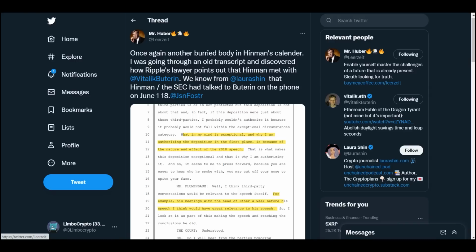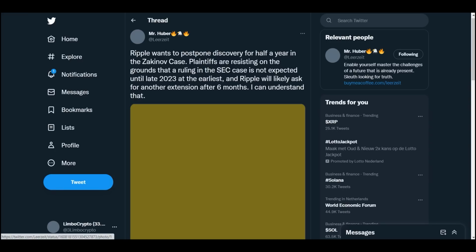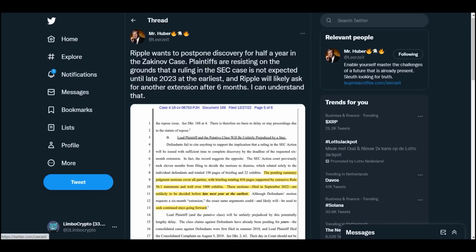Once again, another buried body in Hinman's calendar. I was going through an old transcript and discovered how Ripple's lawyer points out that Hinman met with Vitalik. We know from Laura Shin that Hinman, the SEC, had talked to Buterin on the phone on June 1, 2018. Again, proof, guys, that Ethereum just went through the books. Because how can you let something like that go? Why is Ethereum not being prosecuted? Why is it not being sued? It even had an ICO, right? Again, seeing corruption is just very easy right now.